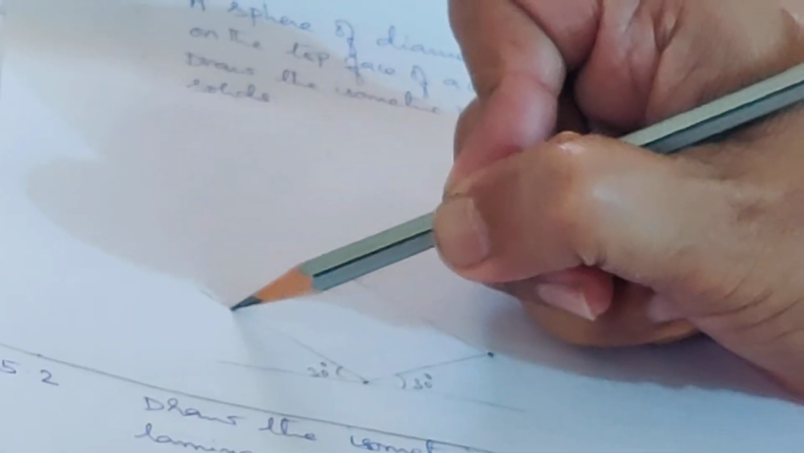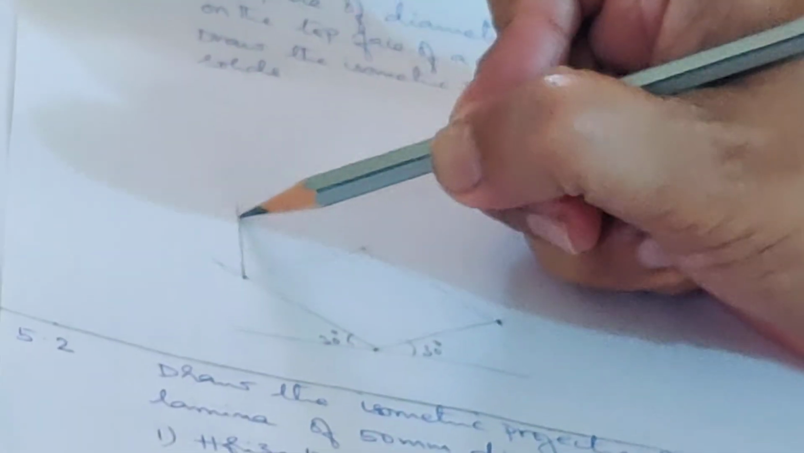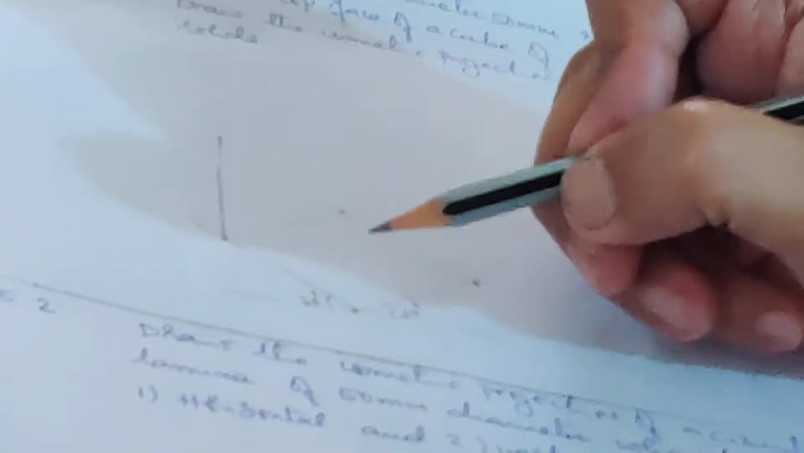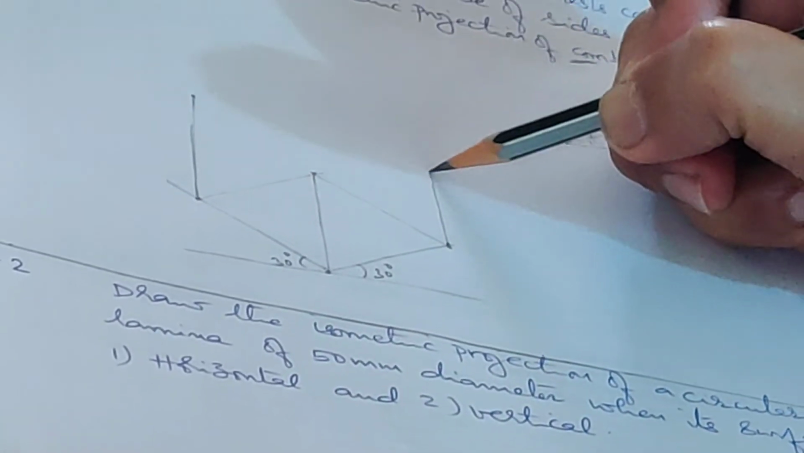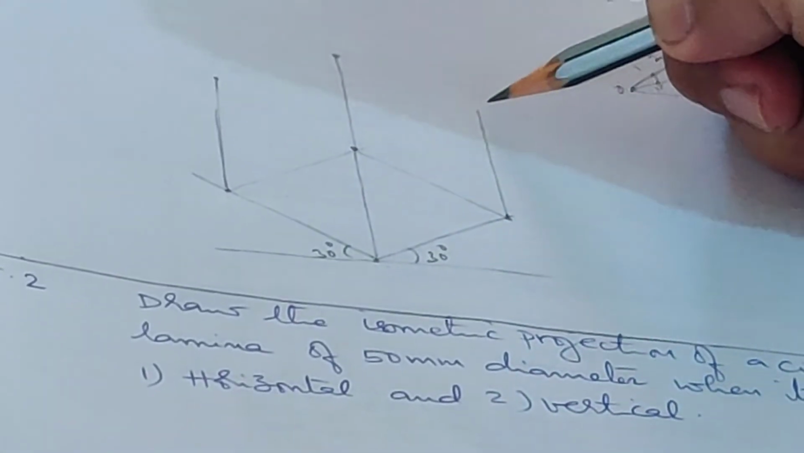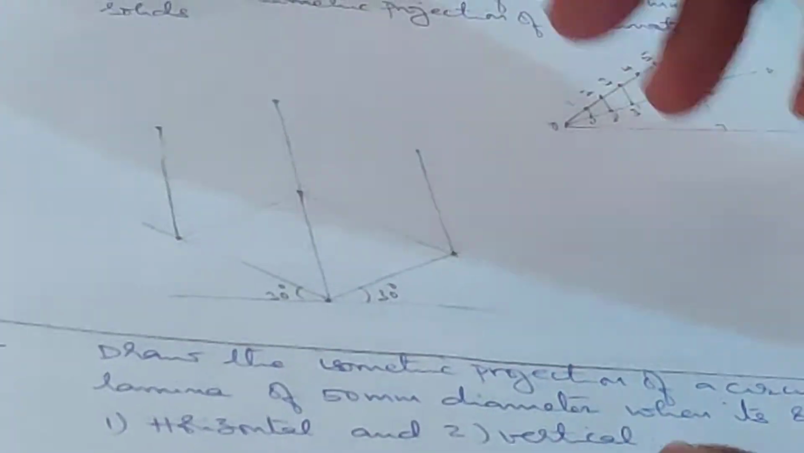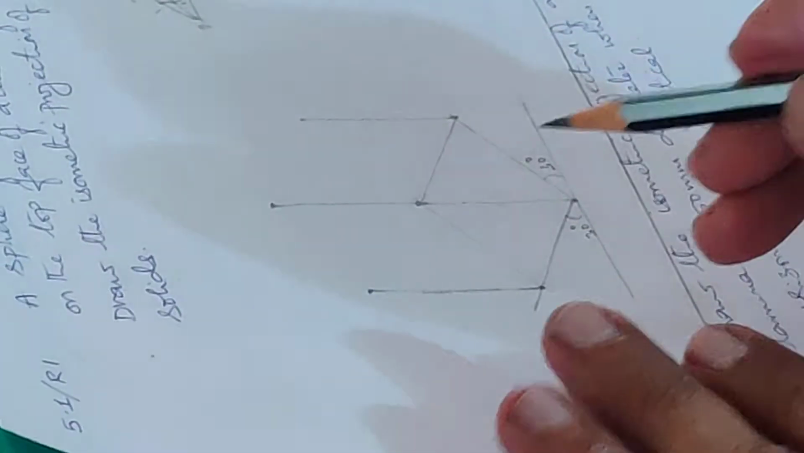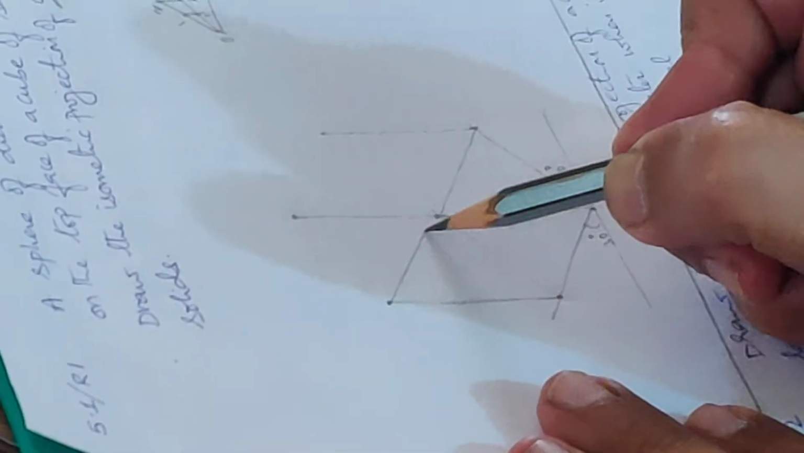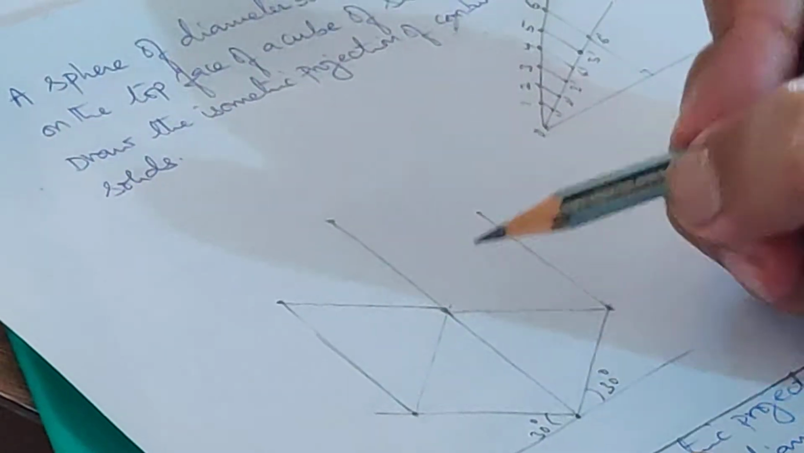So I am going to draw verticals from each of the division points, and along the vertical you will mark ISO 50. So from here to here is ISO 50, from here to here ISO 50, this is also ISO 50, this is also ISO 50. And then you connect the tips of the perpendiculars. All the lines are light lines.